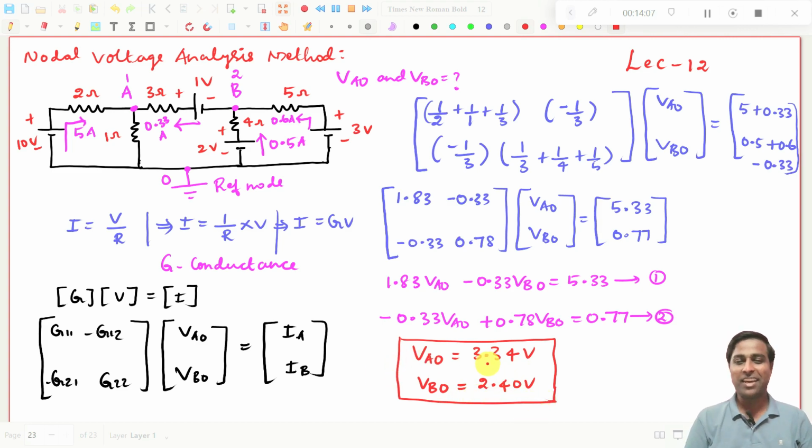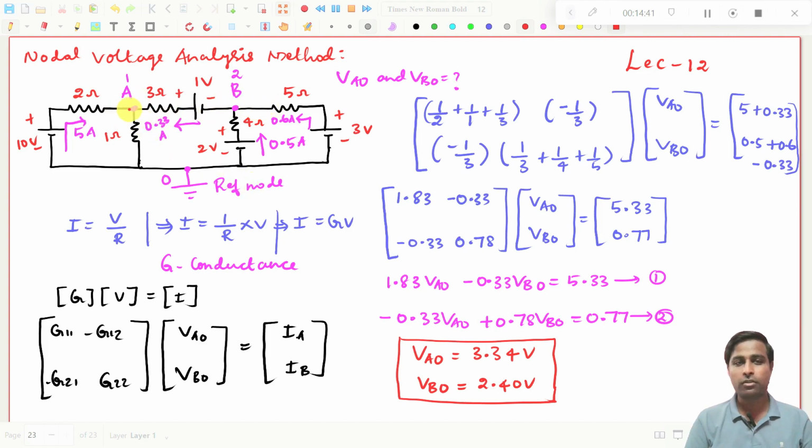So this is the VAO value and VBO value, and I will tell you how to find the current in each resistor with these two values, right? So what we have done, I will just summarize this because this is a new topic and this is a new learning to you. So what we have done, we have taken a problem and we try to solve this problem using nodal voltage analysis method. And first of all, you need to know how many nodes are there in the given problem. There are 2 nodes. Now I have told you, don't say this reference node as a separate node.